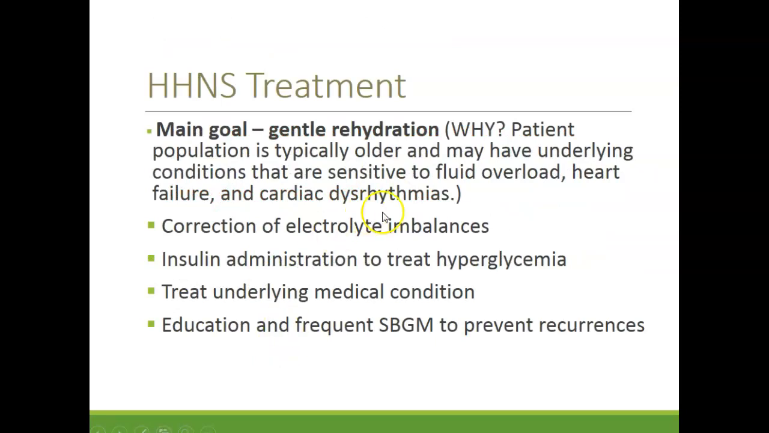Treatment: gentle rehydration. Typically, this patient population is older and might have a difficult time and be more subject to fluid overload. Correct any electrolyte imbalances, give insulin to treat the hyperglycemia, and treat any underlying medical condition. A lot of it might also be education and how to teach the patient to check their blood sugar to prevent a reoccurrence of this.